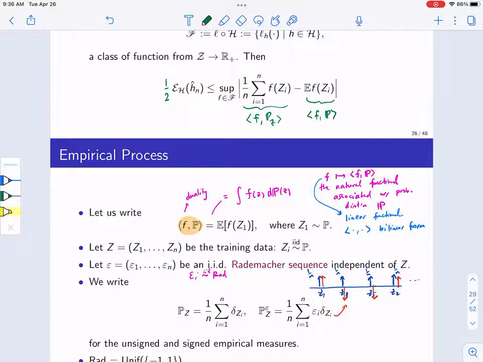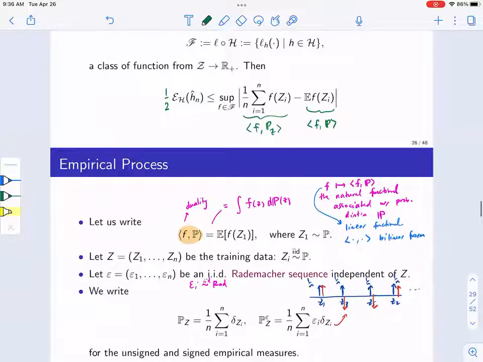And so we can see that the quantity that we want to control is basically the supremum over f in F. And then this form is bilinear, so I can verify that I can do this. So this is suggestive of an inner product. It's not an inner product, but the notation helps, both the notation and conceptually connects it to inner products. So we want to control this.